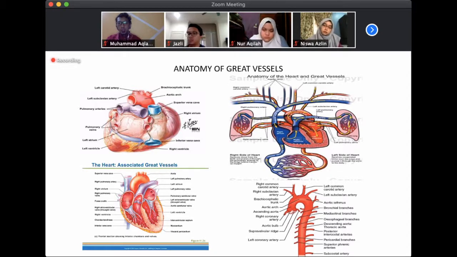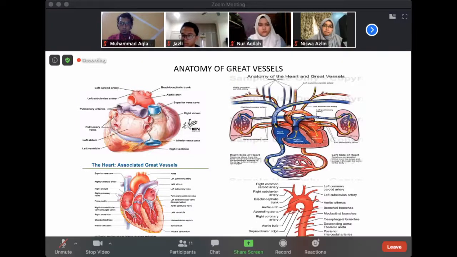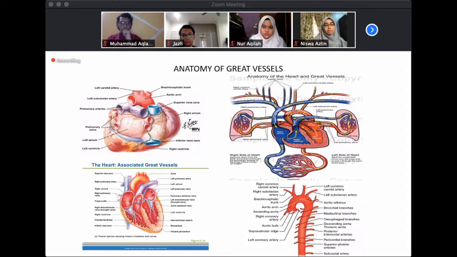Because if it enters at the right side, anything at the right side, which is the superior vena cava or inferior vena cava, or right atrium or right ventricle, then they will get a parallel circulation. The right side will circulate at the right side. The left side will circulate, the systemic circulation will just circulate around there, and the pulmonary circulation will circulate around there.